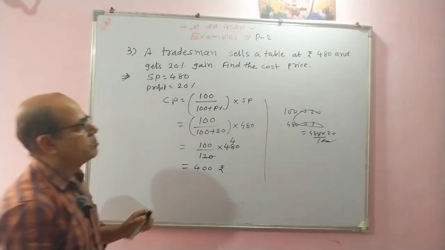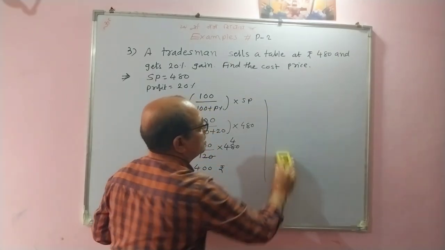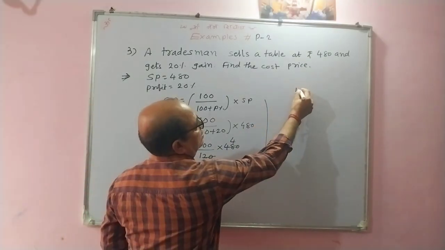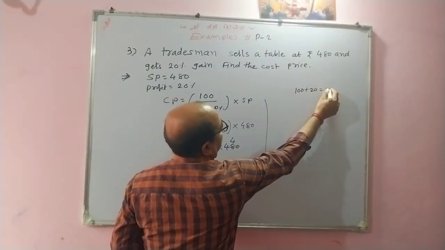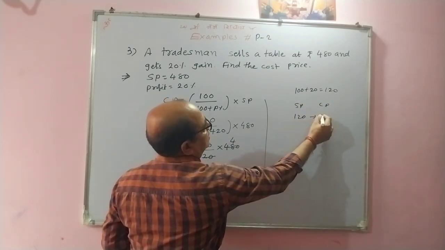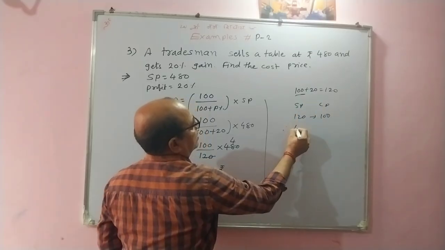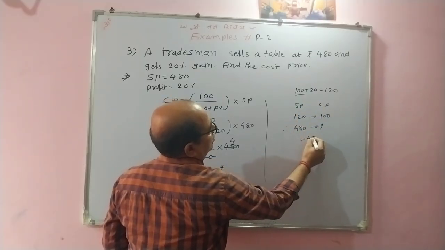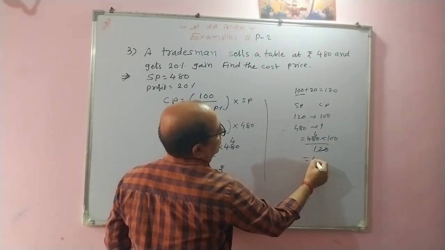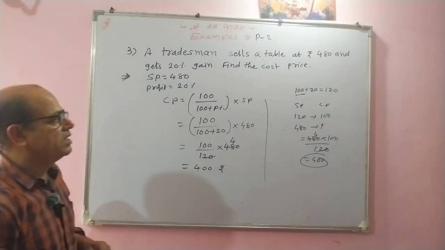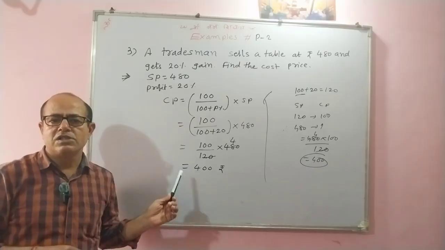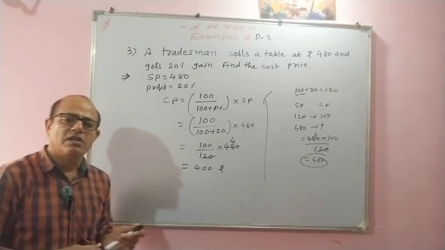One more method is there. In the percentage chapter I have given that profit is 20%, so SP is 120 when CP is 100 because we have taken 100. Here SP is 480, so 480 into 100 upon 120, that is 400. This way also you can get the answer. There are so many methods, but this formula is very important. That is my suggestion. Now one more example.